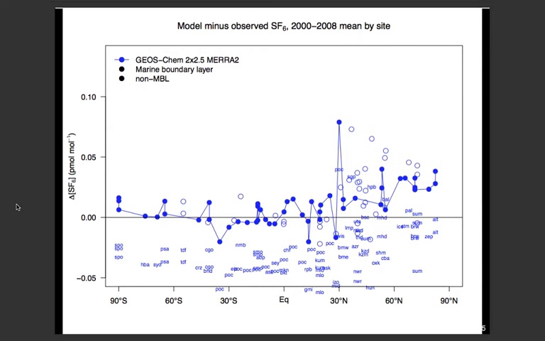This, by the way, is MERRA-2. We're using version 11 of the code. It's the same resolution as what we're using in TM5, basically 2 by 2.5 for GEOS-Chem and 2 by 3 for TM5.